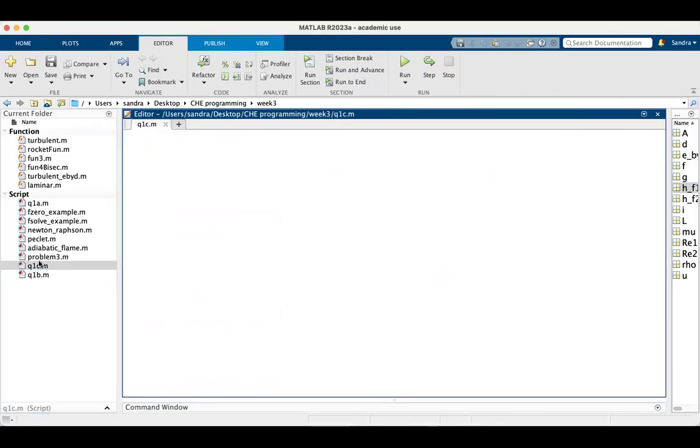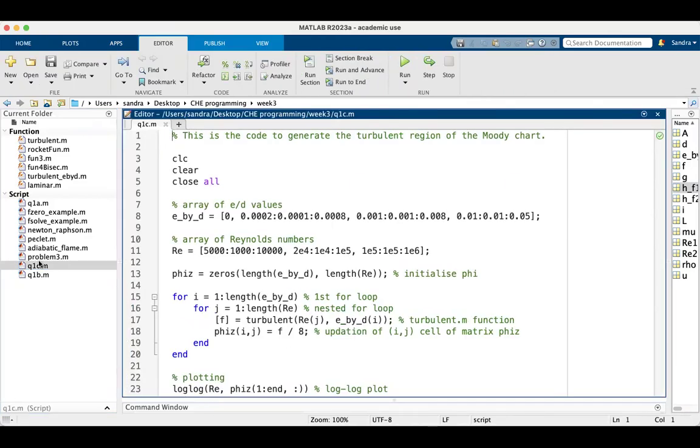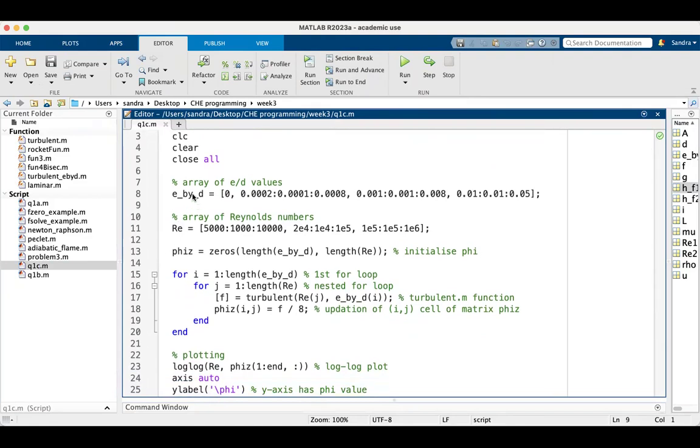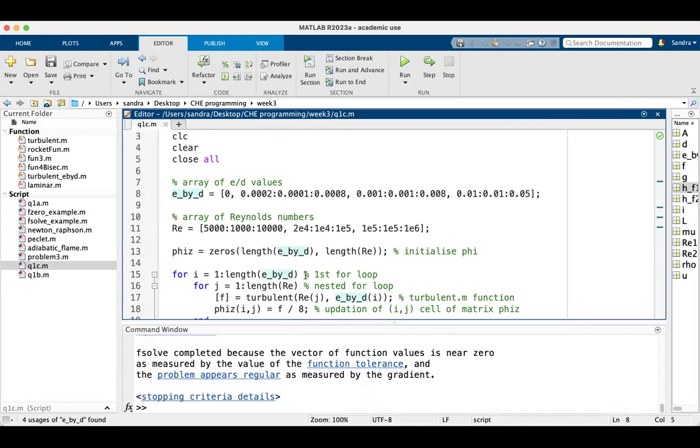I'm just quickly explaining it because this has already been discussed in the recorded lecture. So in case you have any doubt, you can pause me and ask. Now E by D, I'm ranging from different values, that is 0 to 0.0008, and that has been varied, the E by D ratio.